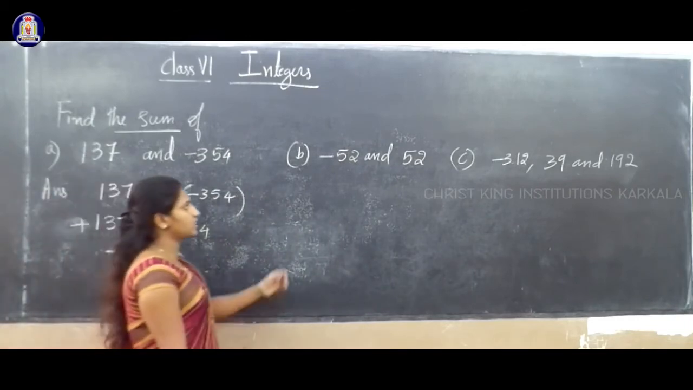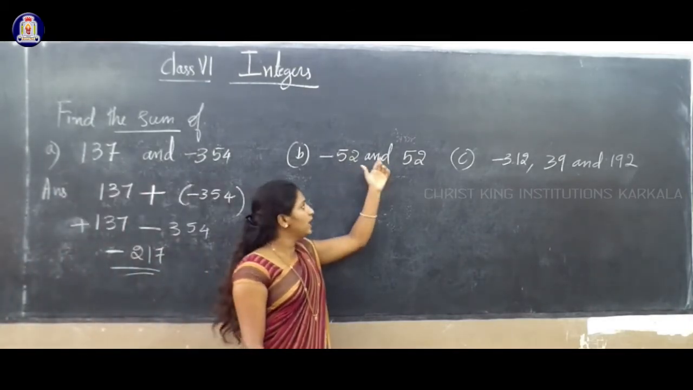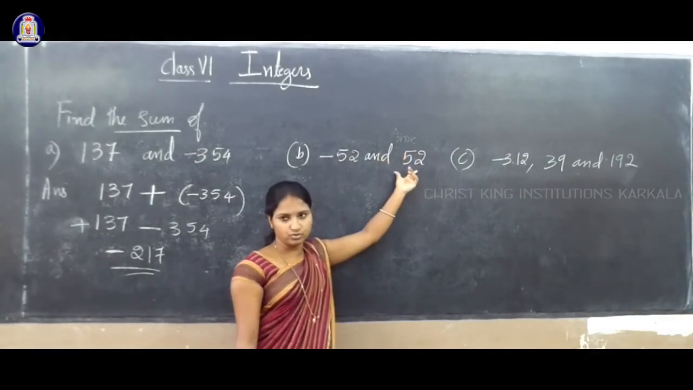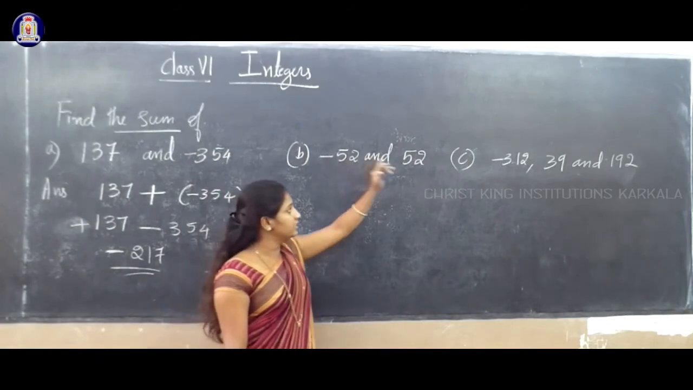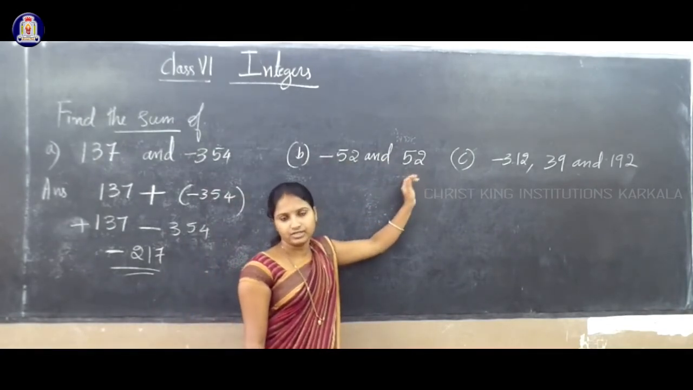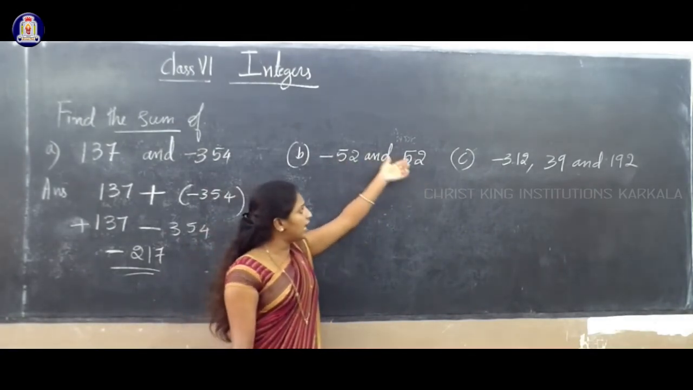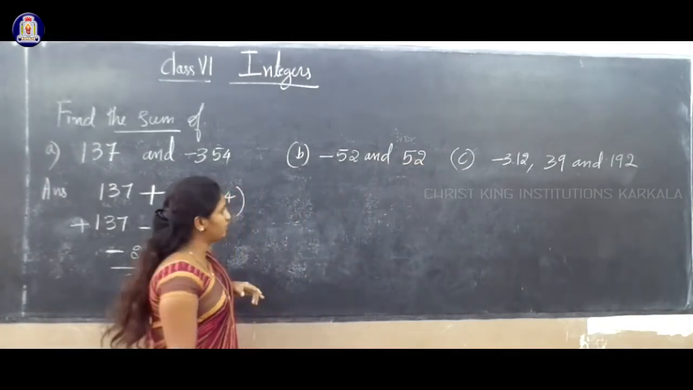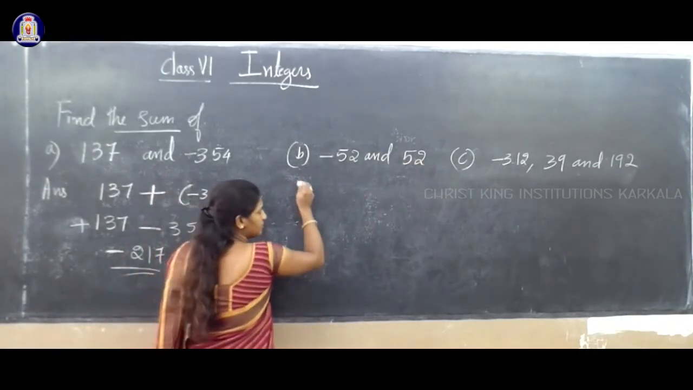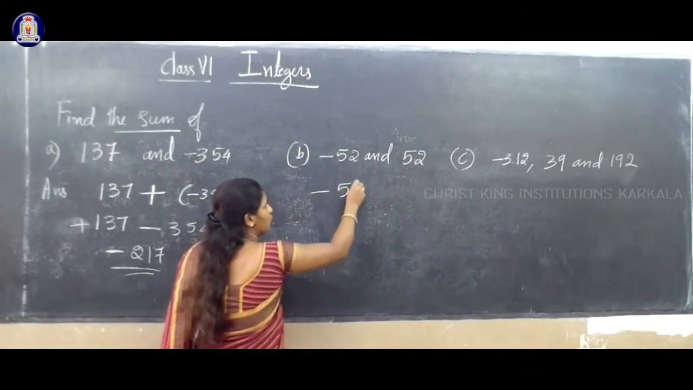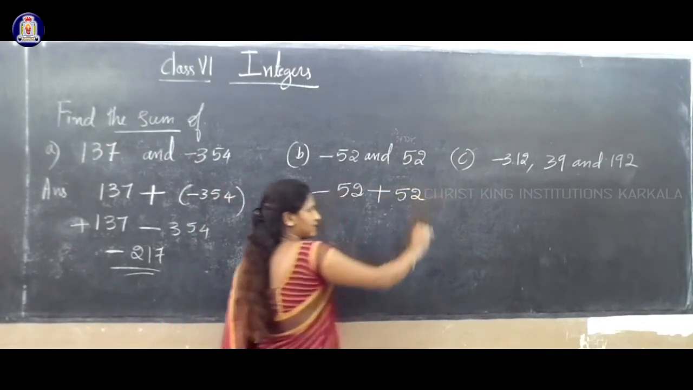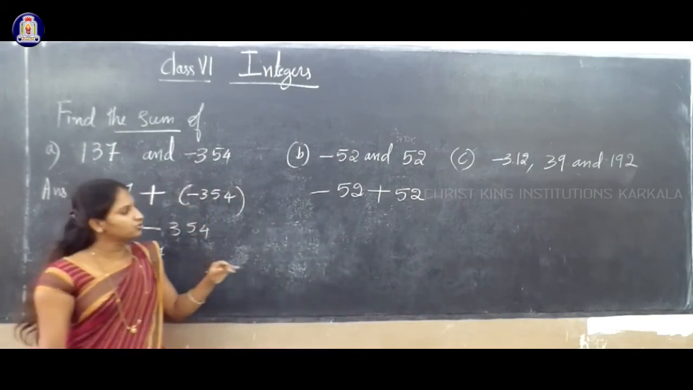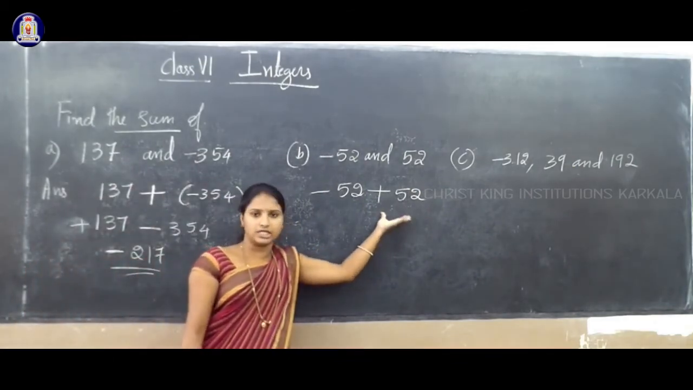The second question is minus 52 and plus 52. Here also the sign is not given, isn't it? So what do we have to write down? The sign is plus 52, which means addition. So 52 plus 52. For the plus sign, there is no need of writing in the bracket. Directly we can write it here.